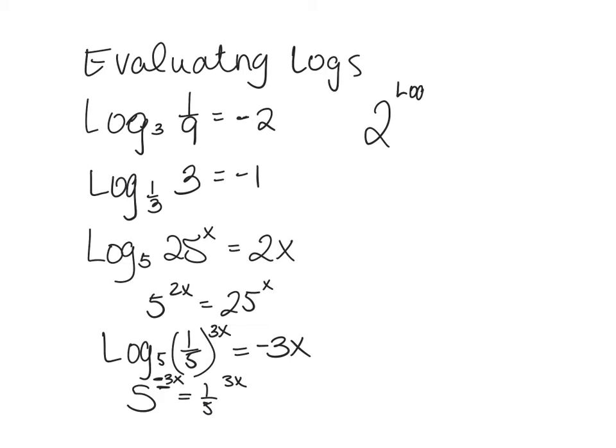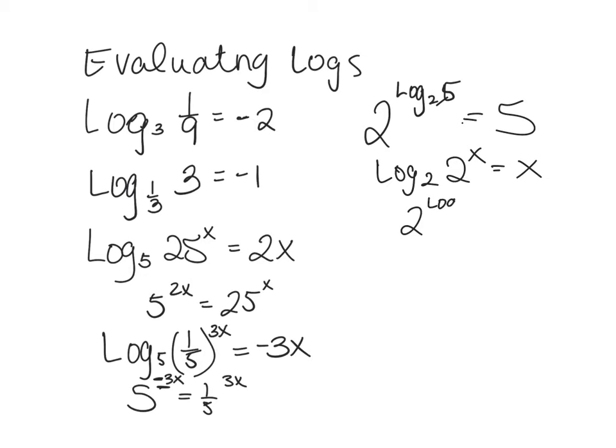2 to the log base 2 of 5. Well, this one's a little bit harder to explain, but the exponent is saying the log base 2 of 5. So 2 to some power, this power is going to make it equal to 5. So when I raise 2 to that power that makes it equal to 5, I'm going to get 5 back again. Also, the log base 2 and then 2 to the x are inverses of each other. So we just end up with x, and same with the other way around. 2 to the log base 2 of x is just x.